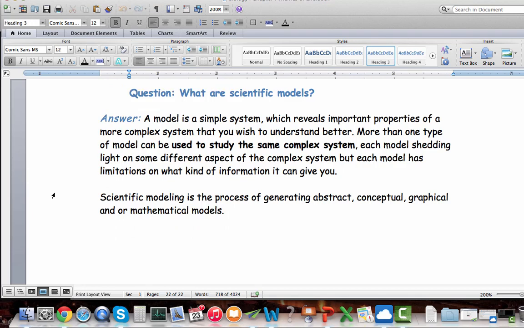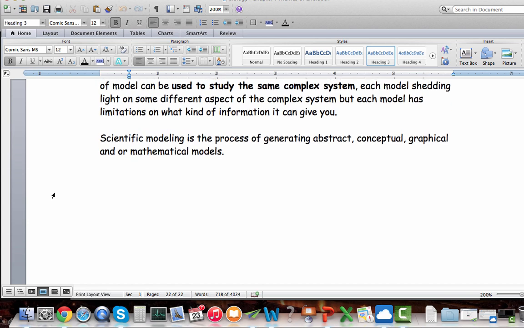Question: what are scientific models? Answer: a model is a simple system which reveals important properties of a more complex system that you would wish to understand better. More than one type of model can be used to study the same complex system, each model shedding light on some different aspect of the complex system, but each model has limitations on what kind of information it can give you. Scientific modeling is the process of generating abstract, conceptual, graphical, and/or mathematical models.